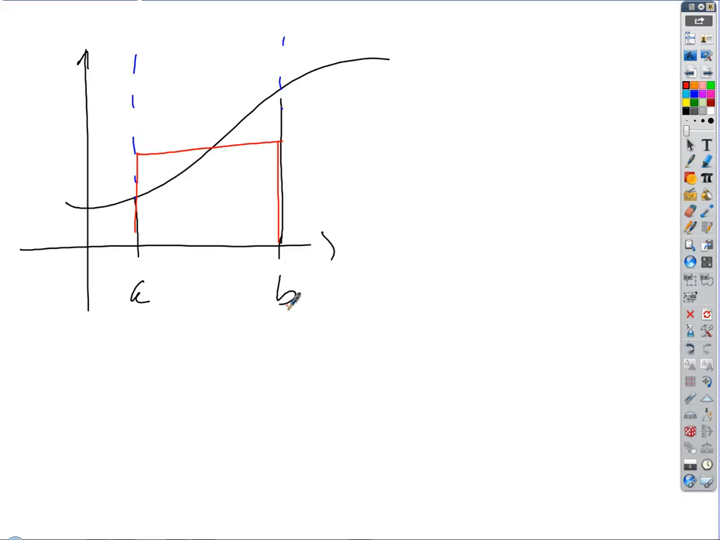So if we define C as the place where the function has its average value, this is how we say average value in calculus. We would say that f of C is equal to the integral of f of x dx, from A to B, divided by B minus A, right?